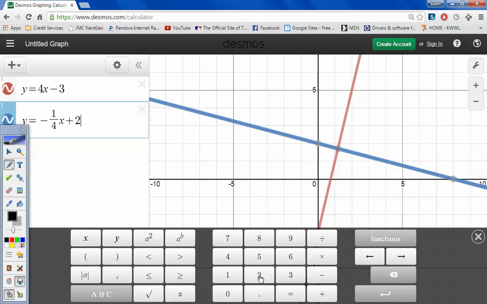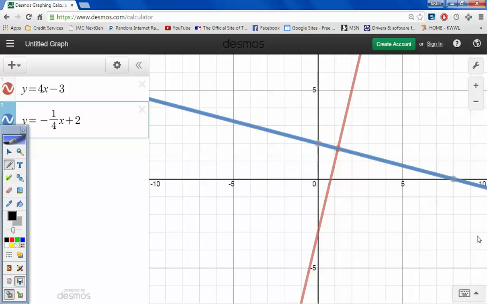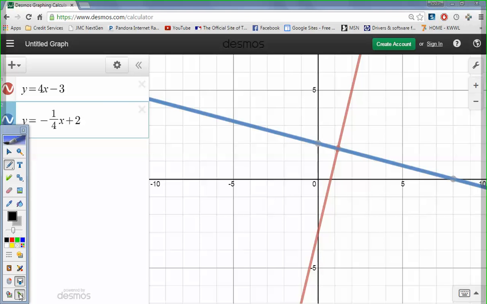Guys, look at this right here. What was the slope in this line, the red? 4. What's the slope in the blue line? Negative 1/4. We would say that 4 and negative 1/4 are opposite reciprocals of each other. Now watch what I'm going to choose to do here. We said that if you have slopes that are the opposite reciprocal of each other, 4 and negative 1/4, they're perpendicular, or the two lines cross in such a way that they form a 90-degree angle, correct?